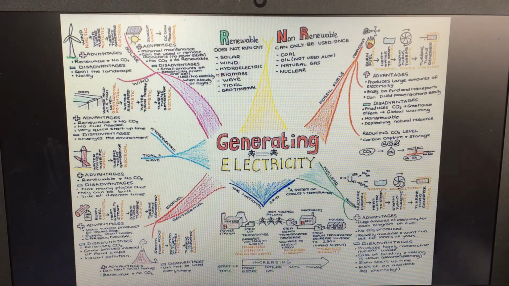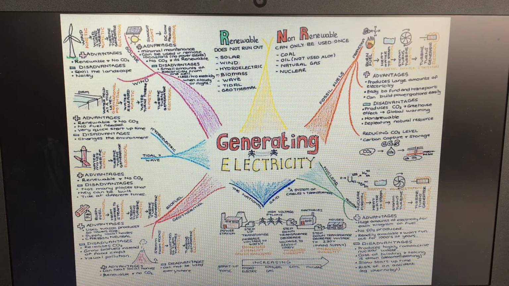Advantages of this is you get huge amounts of electricity for 1 kilogram of fuel. Comparing coal to nuclear, you get so much more from nuclear. You don't produce carbon dioxide, okay? Don't say it produces less. It doesn't produce any at all. So that's not leading to global warming. It's not contributing to it. It's readily available and it won't run out for thousands of years. So that's quite a good thing.